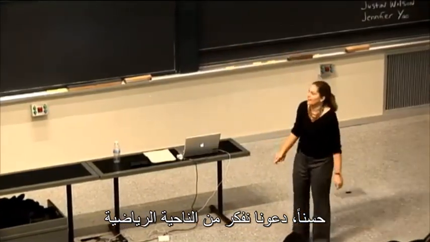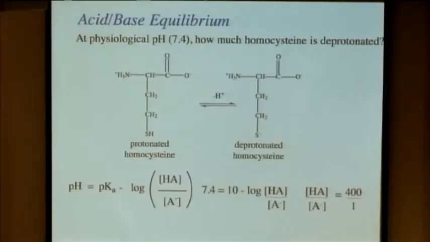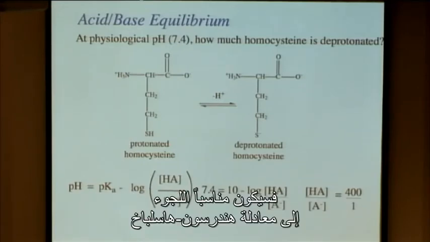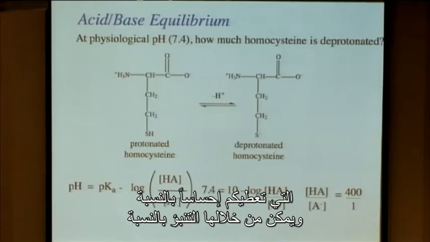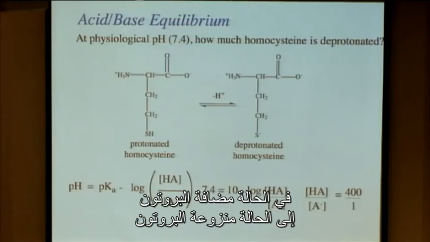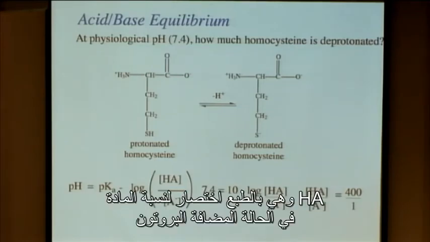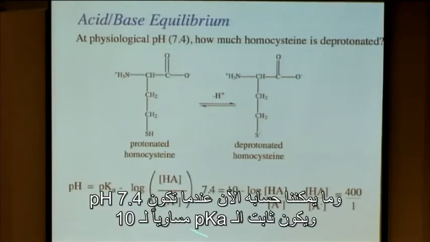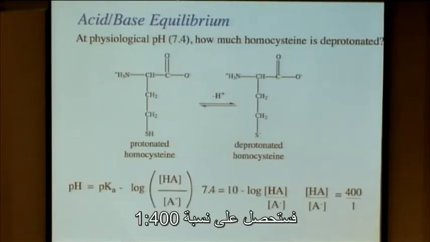Now let's look at the math. If you're given a pKa and a pH and asked about a ratio of protonated to deprotonated, it's okay to pull out your favorite Henderson-Hasselbalch equation, which can predict the ratio, again as an approximation, of protonated to deprotonated. HA, of course, is an abbreviation for protonated, A- for deprotonated. And so we can calculate here that if you have a pH of 7.4 and a pKa of 10, you get a ratio of 400 to 1.